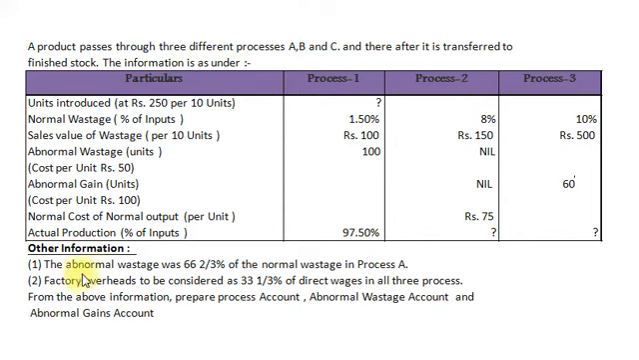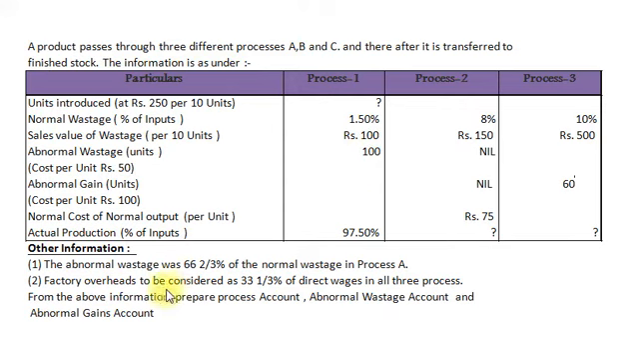Further, it was said that abnormal wastage was 66 and 2/3% of the normal wastage in process A. Our abnormal wastage is 100, which is 66 and 2/3%, or we can say it is 2/3 of our normal wastage in process A. So we can say if 2/3 is equal to 100, so 1 is equal to question mark. So it amounts to 150 units. So our normal wastage in process A would be 150 units.